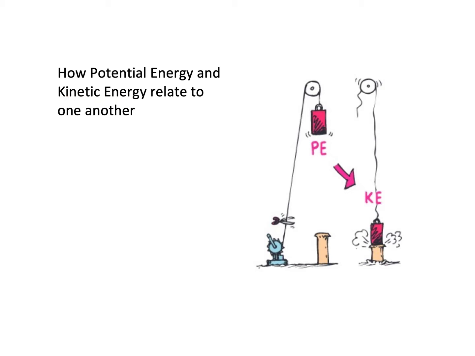The next thing we want to look at is the relationship between potential energy and kinetic energy. How do they relate to one another? And so you can see that we have this sort of winch here that is being cranked to lift this block up over this pulley to some height. And if we lift the block up to some height, we have given it a potential energy, mgh.